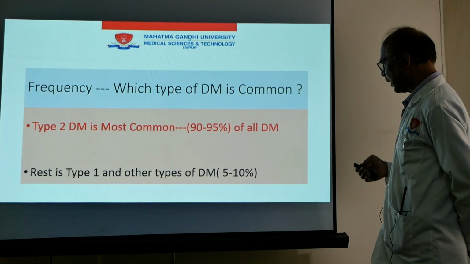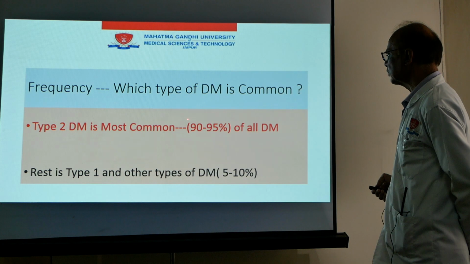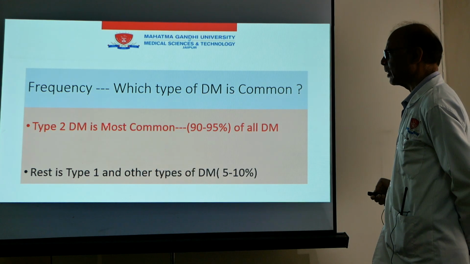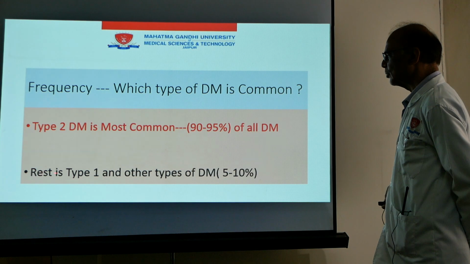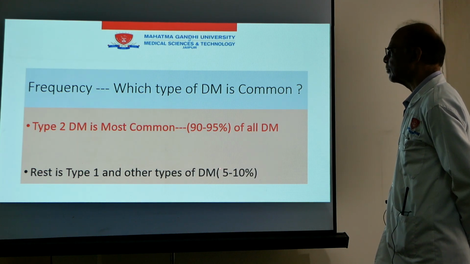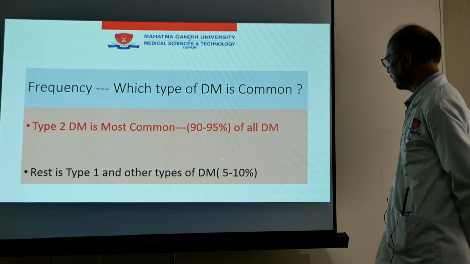So which type of diabetes is most common? Around 90 to 95% of patients we encounter now in clinical practice are usually type 2 diabetes mellitus. So type 2 is the most common diabetes mellitus, and the rest, type 1 and the other types 3 and 4, constitute only 5 to 10% of total cases of diabetes mellitus.